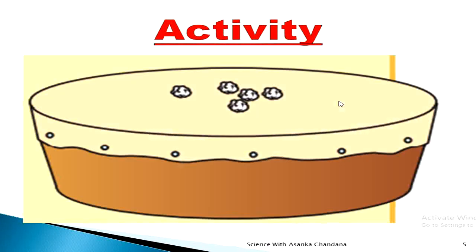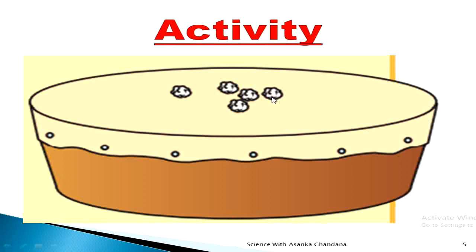Then we will go to our next activity. This is a small drum. You can also make a drum by using the membrane of a balloon. Firstly, make the drum, and then put some pieces of cardboard or rigid foam onto the membrane of the drum. After that you can produce sound by touching the membrane of the balloon. Then you will be able to see that when sound is produced, these particles move up and down. So this is also a conclusion that sound is produced by vibration.